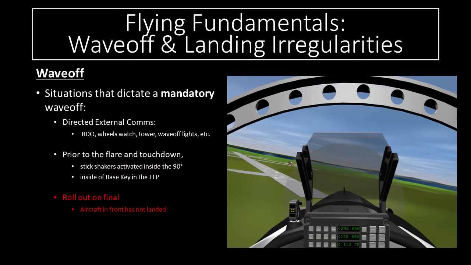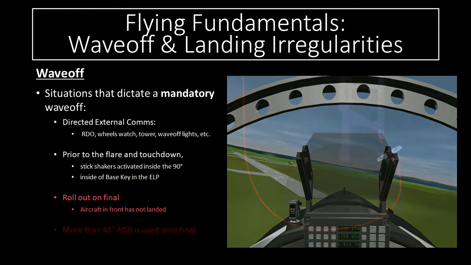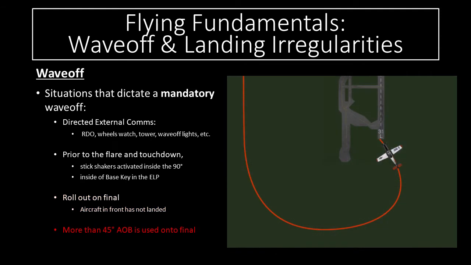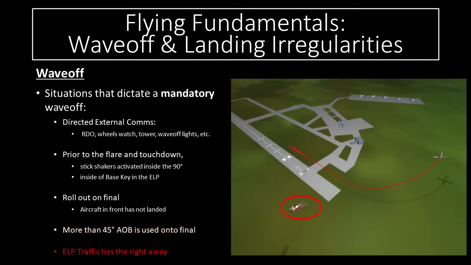When you roll out onto final and the aircraft in front of you has not landed or cleared the active runway. Anytime more than 45 degrees angle of bank is used to get onto final. You will see this example when you have overshooting winds. ELP traffic always has the right of way. In the event there is a conflict in the landing pattern with a practice ELP or PELP, in this situation you would again wave off. And as always, in the event something doesn't seem right, executing a wave off is a safe course of action.